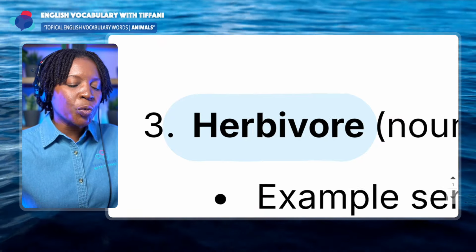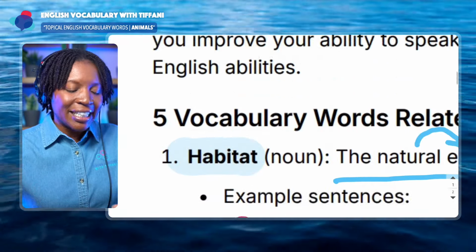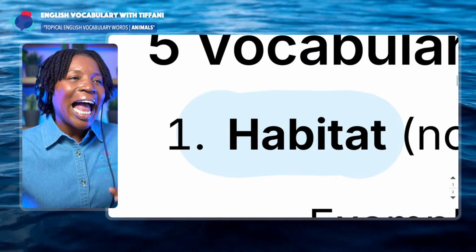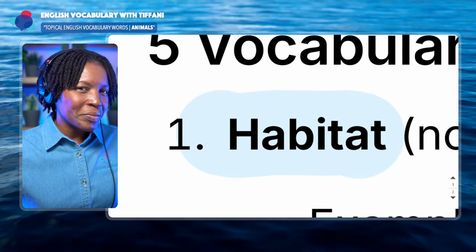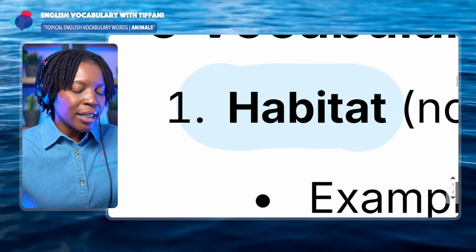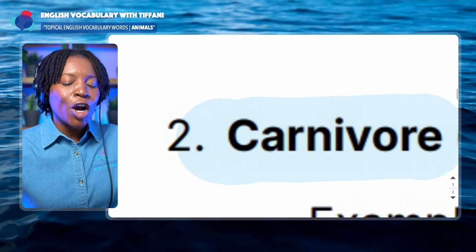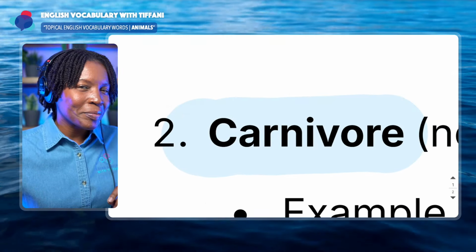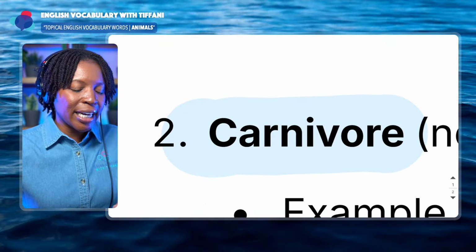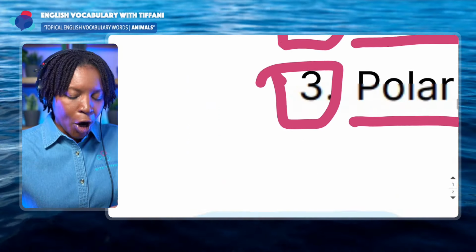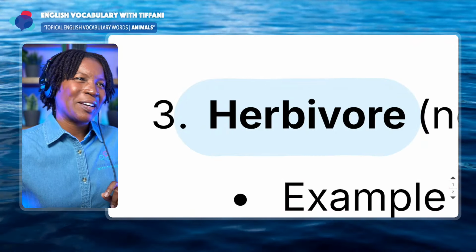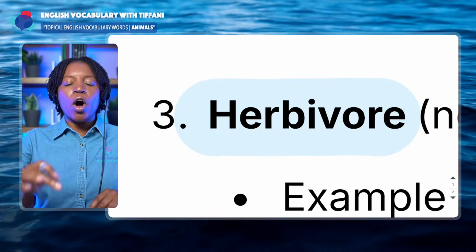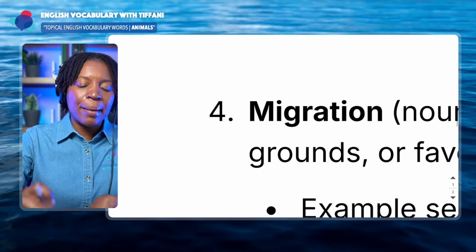Very good. What was our first word again? Yes, our first word, habitat. Second word? Yes, carnivore. And third word again? Herbivore. Excellent. Very good. All right, now let's move on to our fourth vocabulary word.